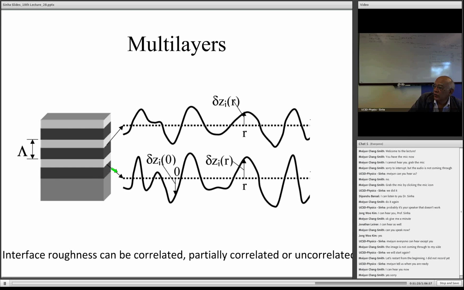I'll just show you the generalization to a multilayer structure. If you've got a multilayer structure, you can have roughness in each interface, and this roughness can be correlated with the roughness below, or uncorrelated, or partially correlated. In fact, for most multilayers or thin films, the two surfaces are, surprisingly, usually highly well correlated. And so there, you have to consider the height fluctuation from this interface and its correlation with the height fluctuation at a different interface at a distance r, and you have to consider that kind of correlation function as well. And when you take these correlation functions into account, you get the expressions in the next slide.